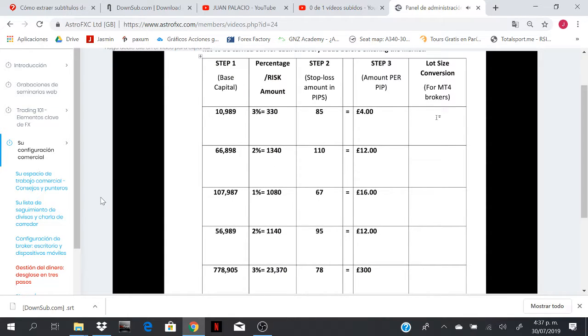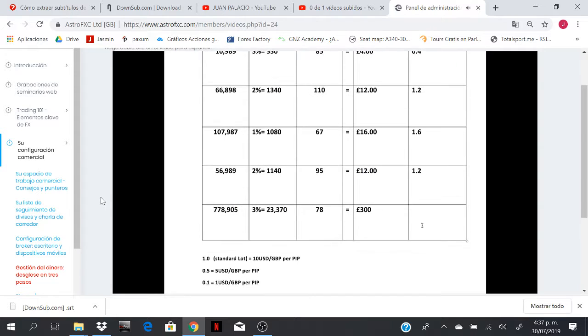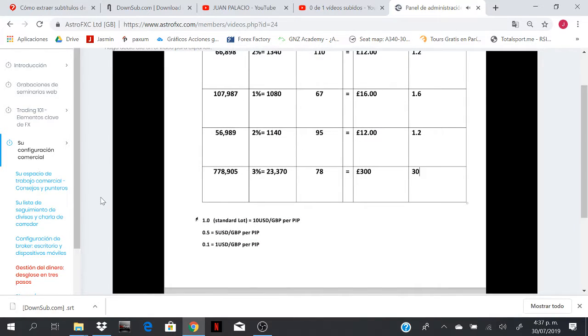Okay, so with this being said, one lot. So here we haven't quite reached £10 a pip. So the lot size conversion for MT4 is 0.4. Here 12 is 1.2. 16 is 1.6. 12 again, 1.2. And then 300 is 30. 30 lots, 30 contracts. That's how we work it out.